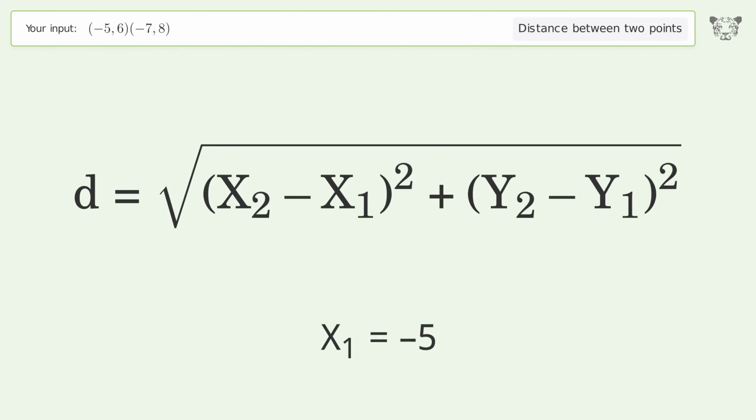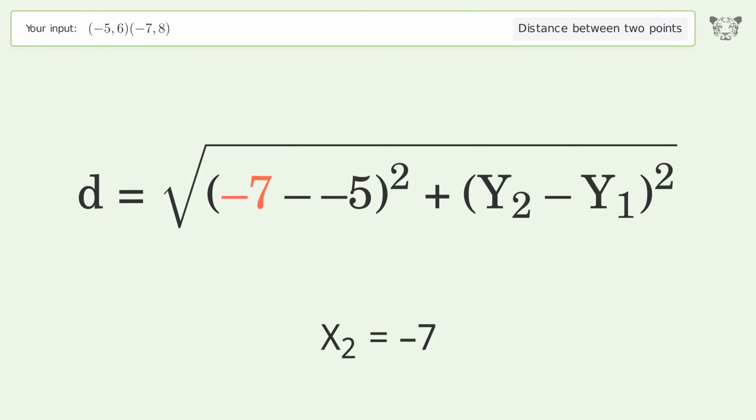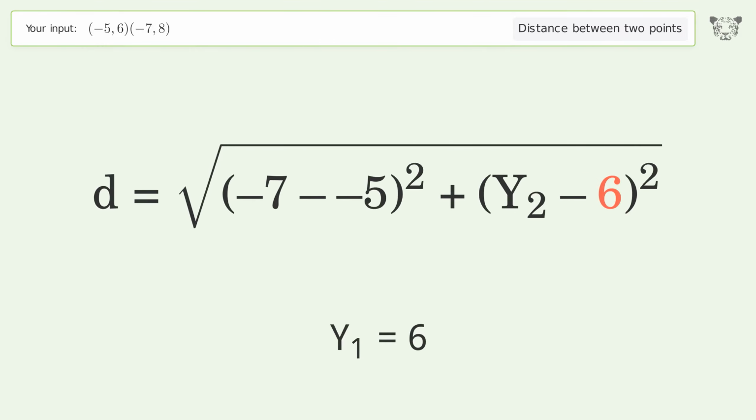x1 equals -5. x2 equals -7. y1 equals 6. y2 equals 8.